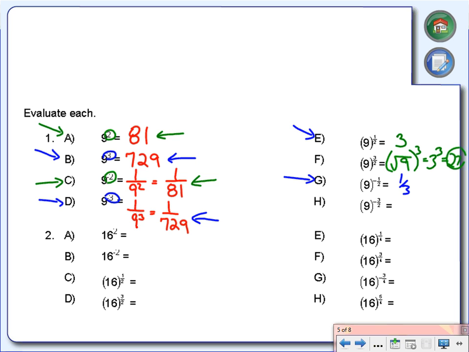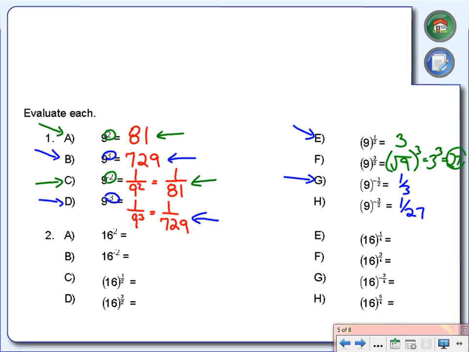Same thing on F and H. Look at F and H. Notice the only difference between F and H is one has a positive exponent, the other has the negative exponent. So H over here is simply going to be the reciprocal of F. So what is the reciprocal of 27? 1 over 27. That's all the negative sign is doing.